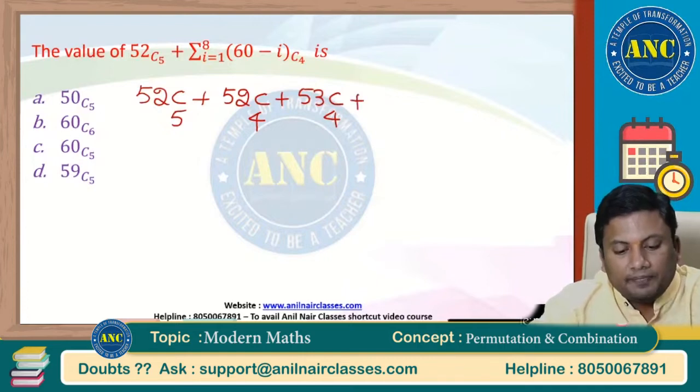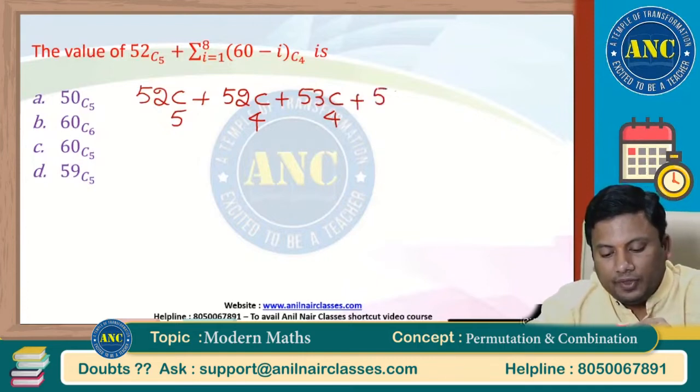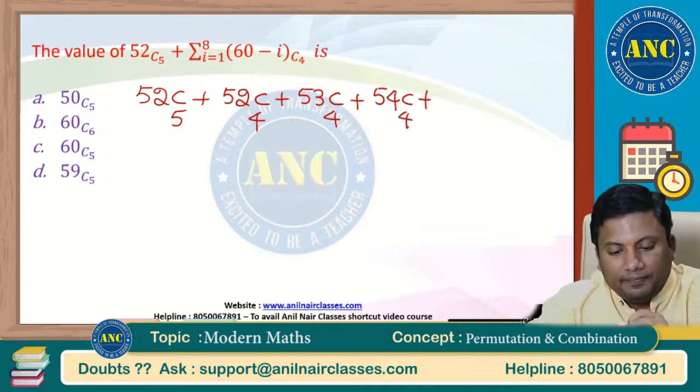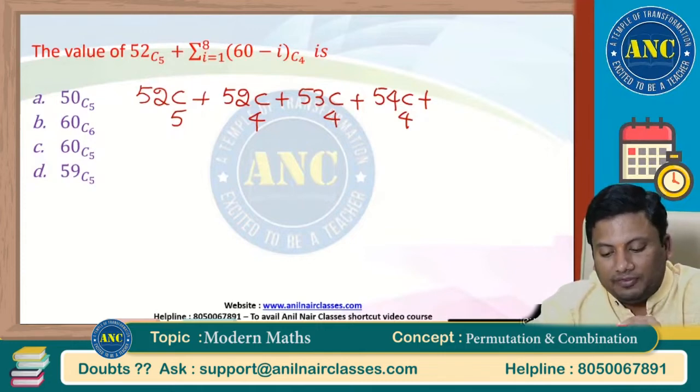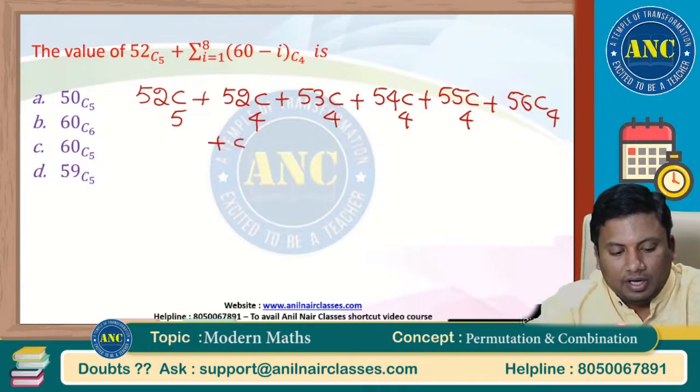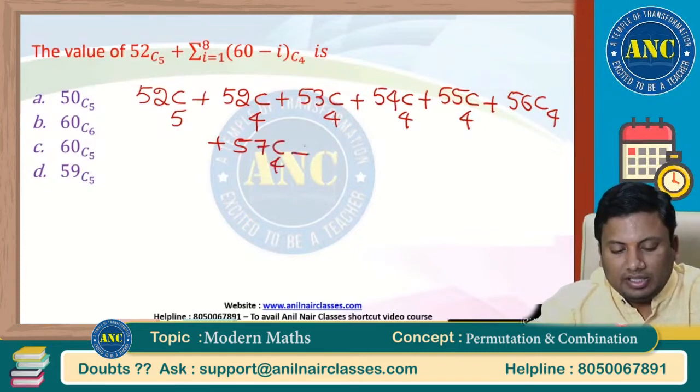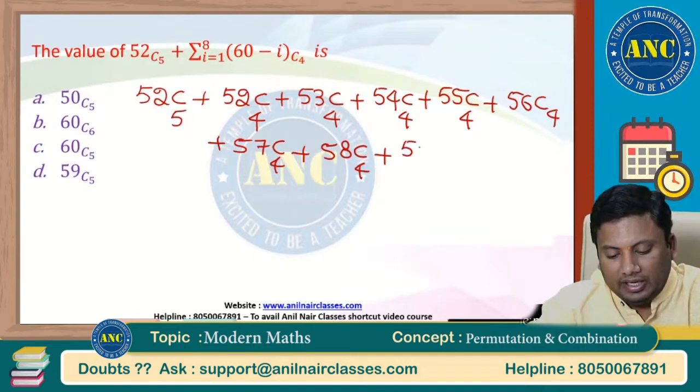53C4. Next is i is 6, 54C4. Next it is i is 5. So it will go on up to which value? I equivalent to 1, 59C4. This is 55C4. Next is 56C4. Next is 57C4. Next it is 58C4. Next it is i equivalent to 8, 52, i equivalent to 1, 59C4.